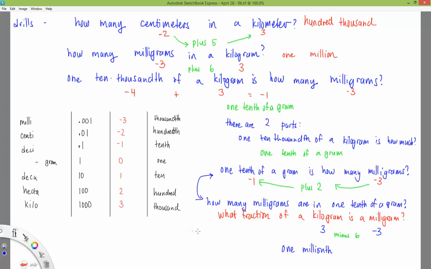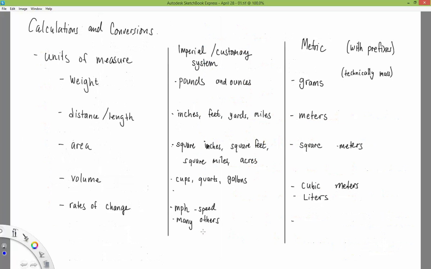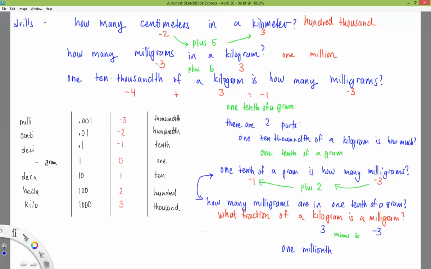Let's see here. Let me just flip through, just make sure I'm covering all of this. Okay, so we might want to then apply our knowledge of the metric system into regular word problems, okay? So I'll start off with maybe just a simple question, and then we'll complicate it with using the metric system. Is that okay?